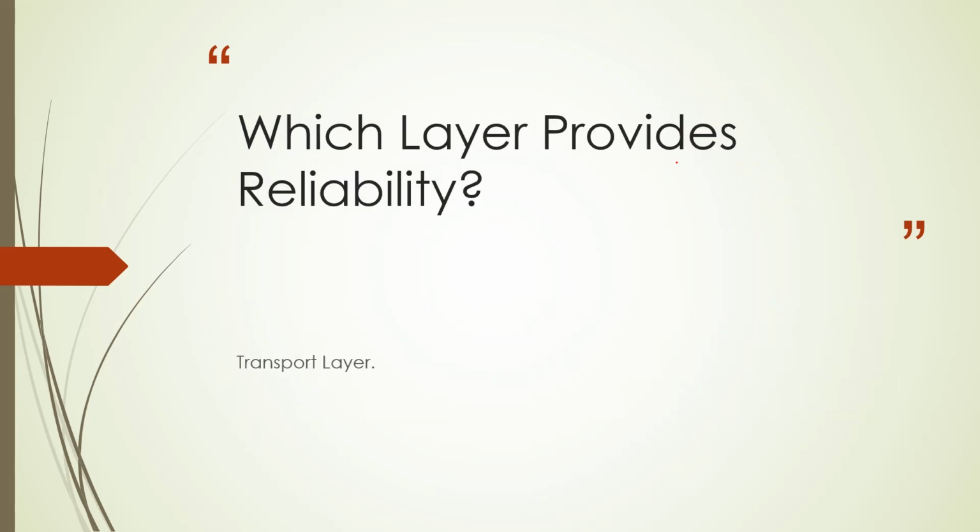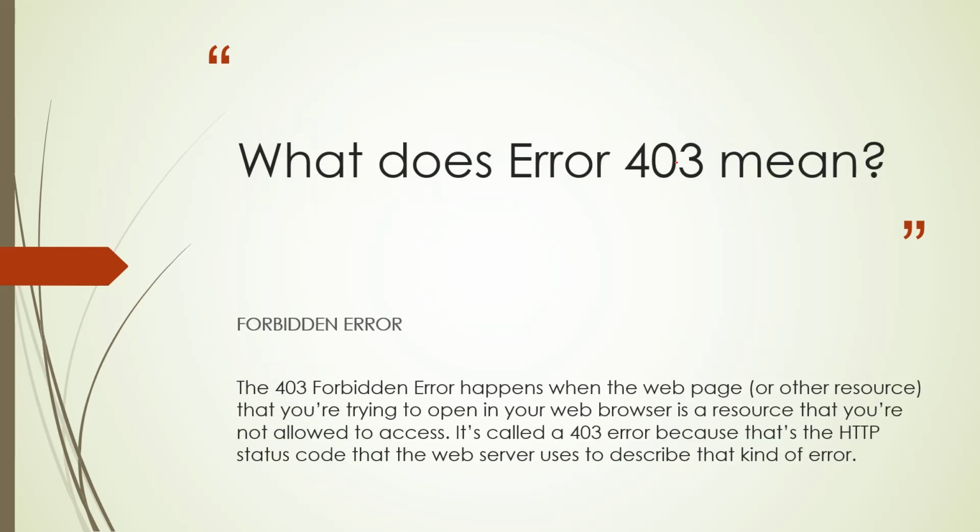And the other question is, which layer provides reliability? The simple answer, as I had already told you in the TCP/IP model, is that the transport layer provides reliability to the network. And what does error 403 mean? The 403 error means forbidden error, meaning whatever resource you are trying to access, you are not authorized to access those resources. You are not allowed to access them. And 403 is the status code returned by the server. So this is an HTTP status code. That's why it is called error 403.